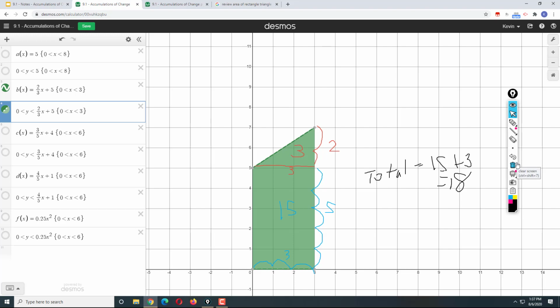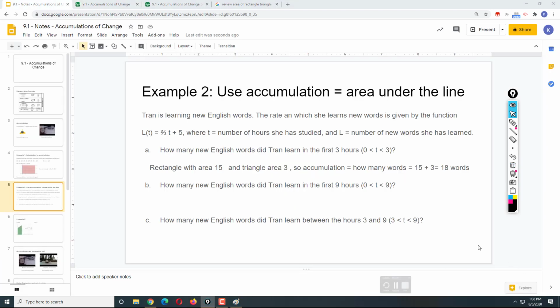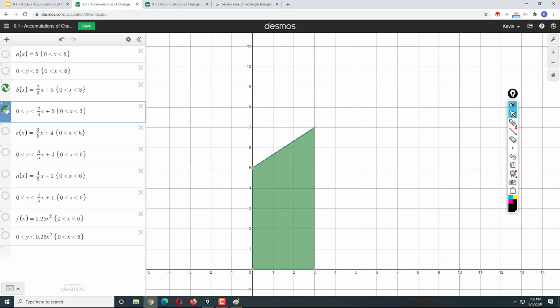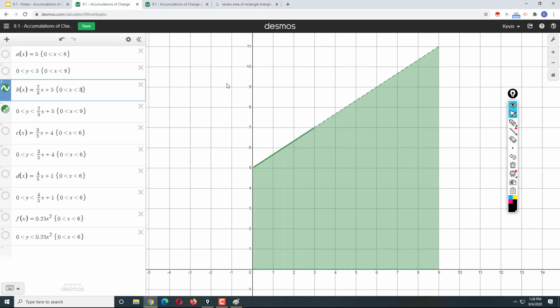Next. Let me take a screenshot of this. Next, part B. How many new English words did Tran learn in the first 9 hours? So we're going from 0 to 9 this time. So let's go back to 0 to 9. So we want this area. It works very similarly. Again, our rectangle is going to be 9 this time because we're going from 0 to 9.